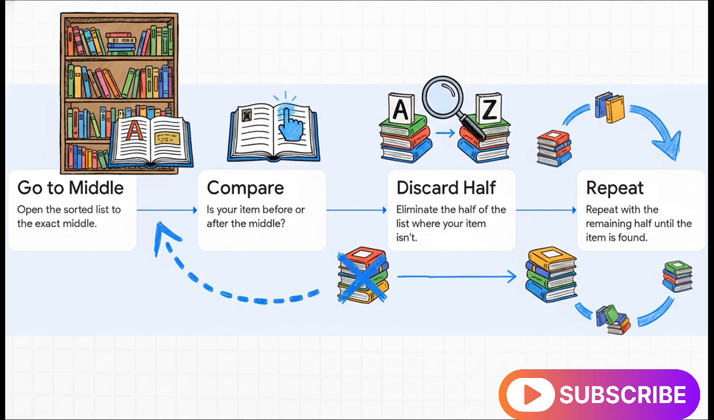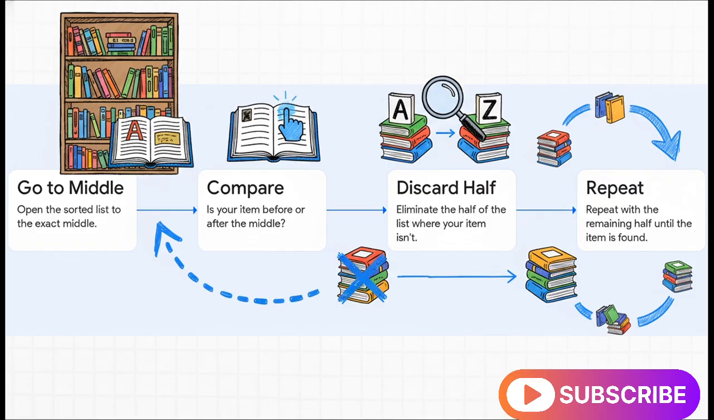Now, even if we don't have a magic catalog, we can still be incredibly fast as long as our bookshelf, our array, is sorted, say, alphabetically. Instead of checking every single book one by one, we can use what's called a binary search. You don't start at the A section. No, you go straight to the middle of the library. Is the book you want in the first half or the second half? Whichever it is, you can now completely ignore the other half. You just got rid of half the library in one step.